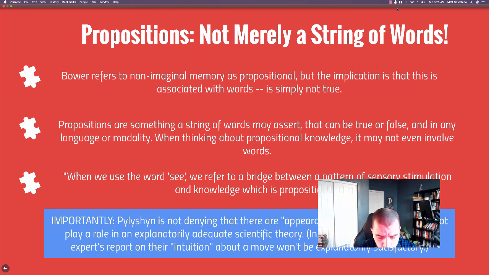So what Pylyshyn thinks we mean when we use the word "see" is that we're referring to a bridge between a pattern of sensory stimulation and knowledge, which is propositional. It need not be words. In fact, when you think that you see a vase on the table, you might not have any representation of vase or table in terms of words. You have the conscious experience of seeing an image, but the knowledge itself, he thinks, is propositional. It need not be expressed in language, and you might not even have that sentence come to your mind while still knowing it.